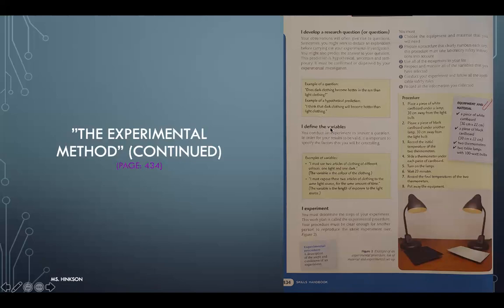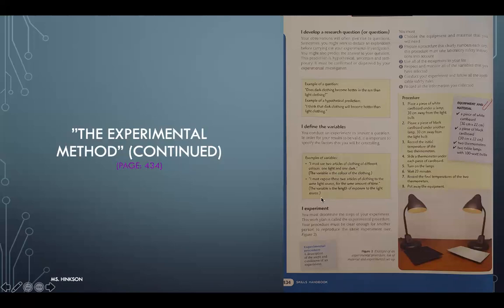All right, step number 3, I define the variables. You conduct an experiment to answer a question. In order for your results to be valid, it is important to specify the factors that you will be controlling. Examples of variables. I must use 2 articles of clothing of different colors, one light and one dark. The variable is the color of the clothing. I must expose these 2 articles of clothing to the same light source for the same amount of time. The variable is the length of exposure to the light source.